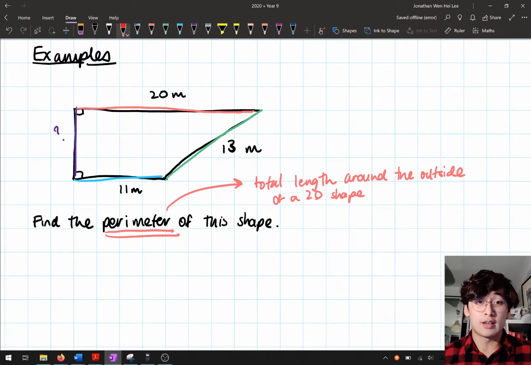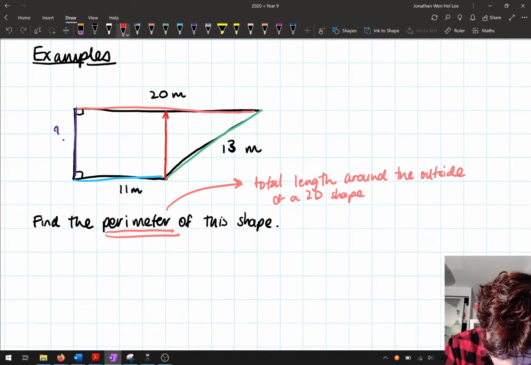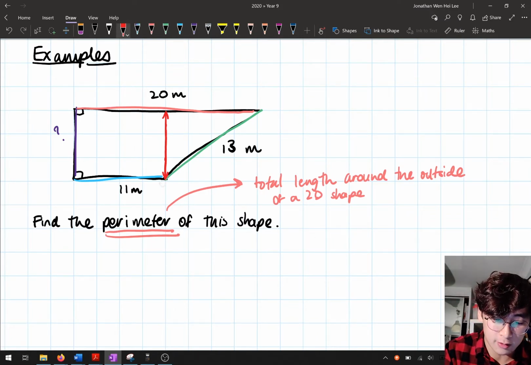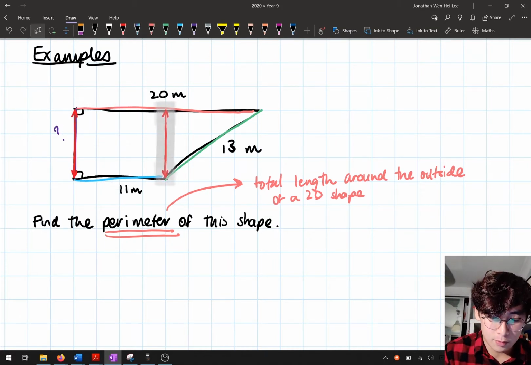What you need to notice here is that this side length is exactly the same as this length over here. If I draw this vertical line here, this vertical line is going to be the exact same length as that purple side length. So if you have a look here, I'm going to just move this so we can see that. If you look, they match up, they're exactly the same length.